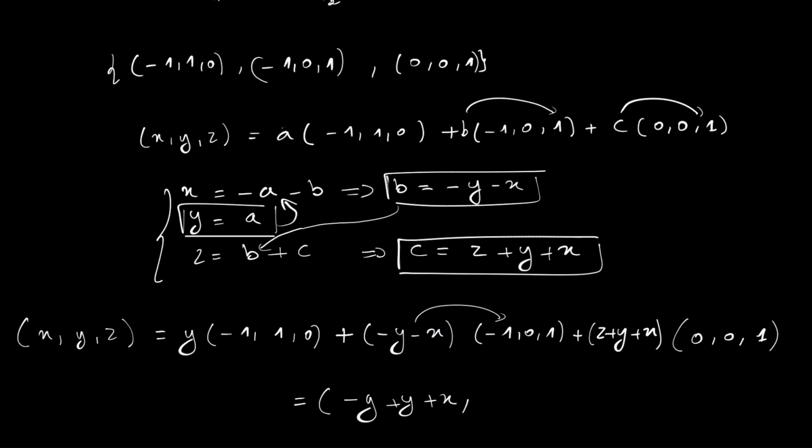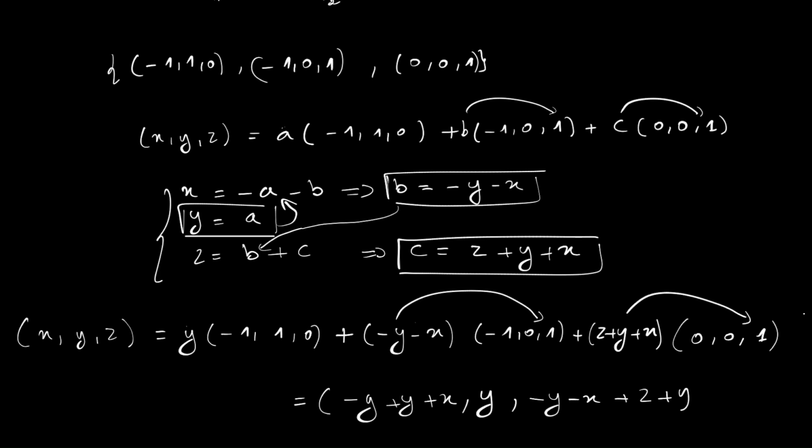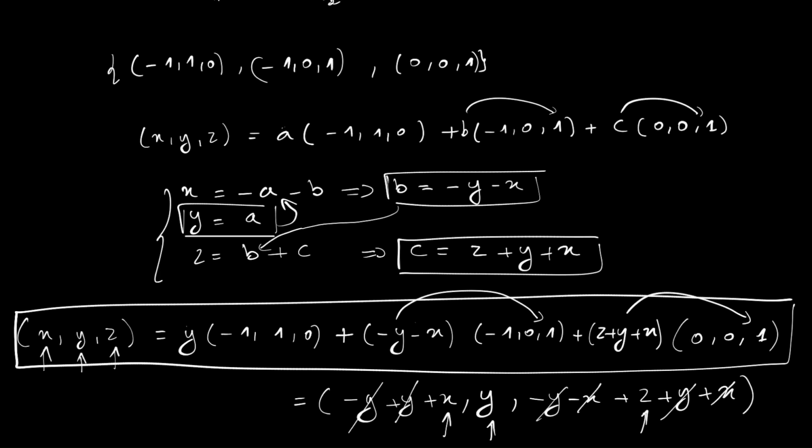Okay. The second component is y. The third component is minus y minus x and z plus y plus x. We simplify. Here we have our x, we have our y, and we have our z. We proved that our vectors span the entire R3.